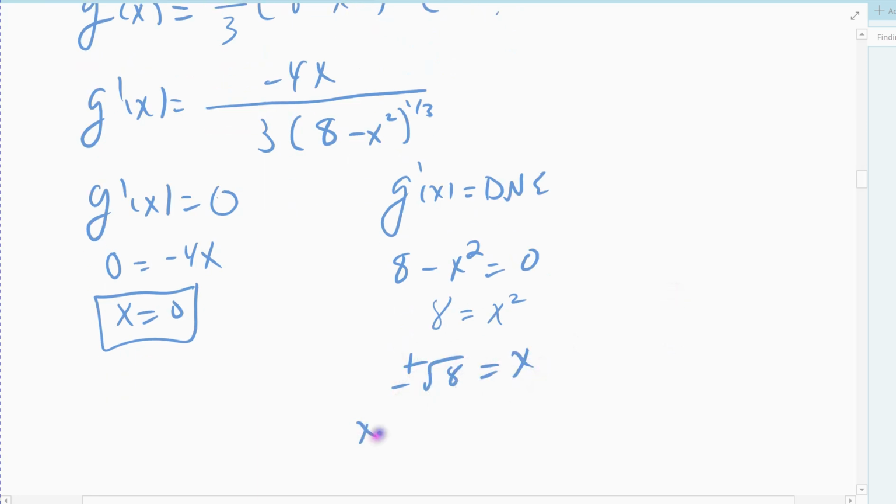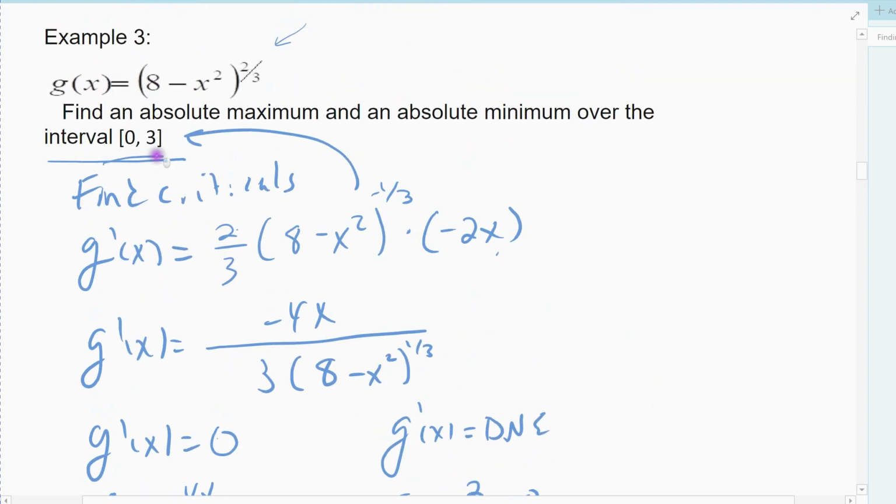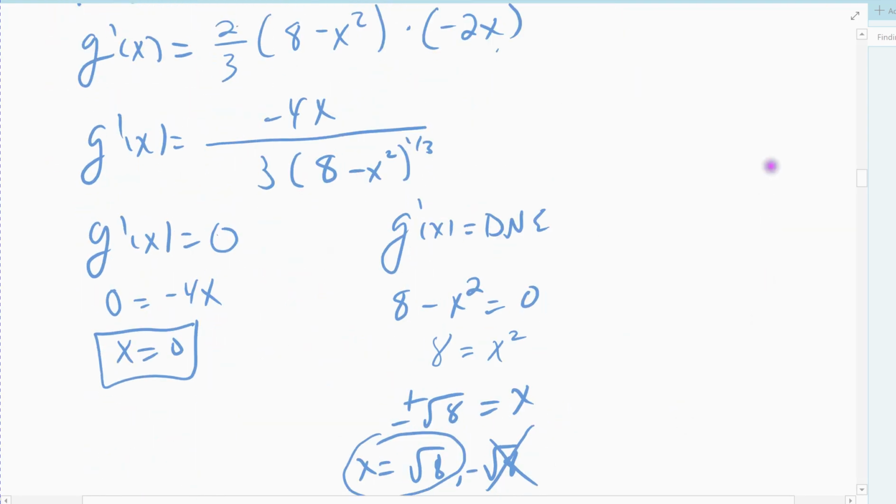I'm going to move my x squared to the other side and take the square root. And so there are 2 critical values. If you want to rationalize that as 2 root 2, fine, but I think it's easier to leave it as root 8 to plug into the calculator and the function. I'm going to leave mine root 8. I only want the positive; the negative does not land in my domain. Remember, my domain is just from 0 to 3.